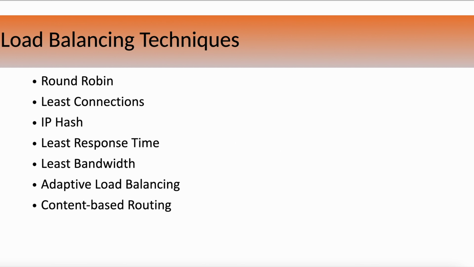There are different types of load balancing techniques. These are a few of them: round robin, least connection, IP hash, least response time, least bandwidth, adaptive load balancing, and content based routing. These are pretty straightforward, and you can understand the meaning of each of the techniques. We'll be using, I think, round robin or least connection. These are the most used techniques.